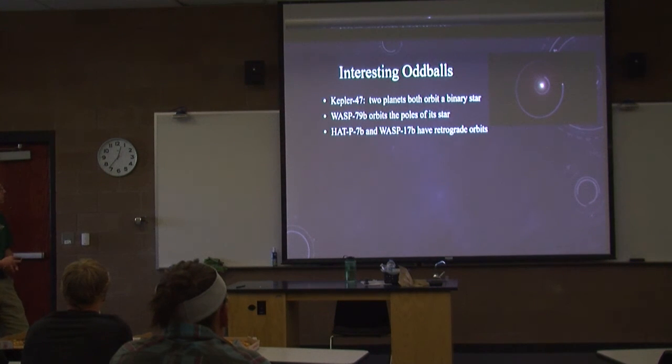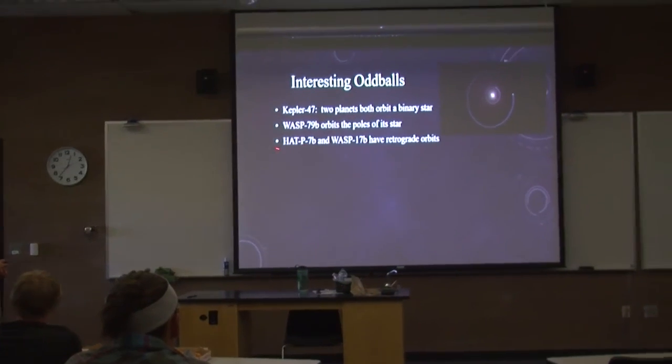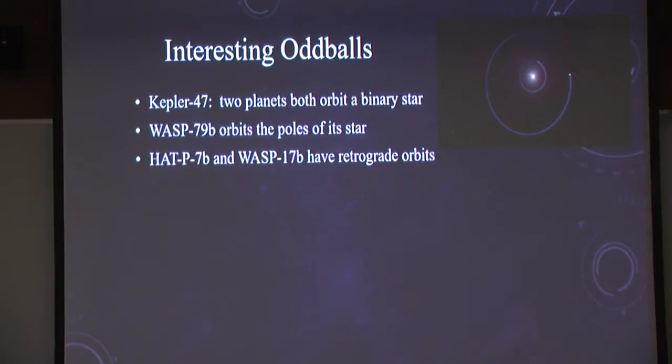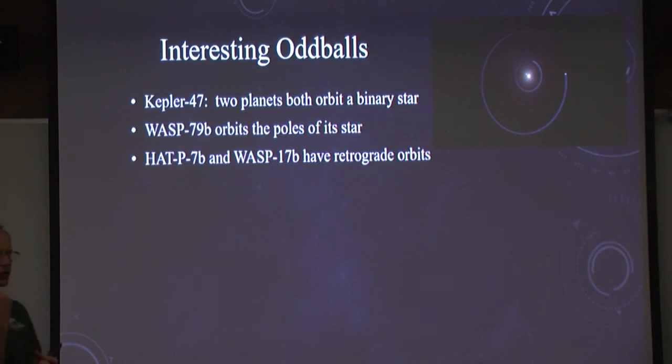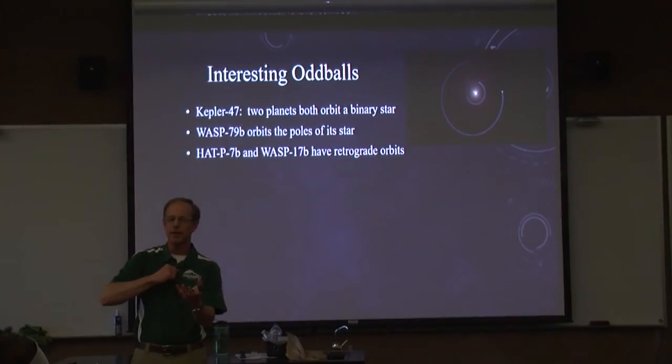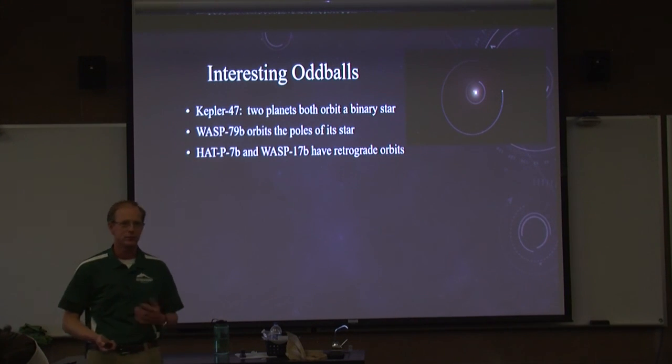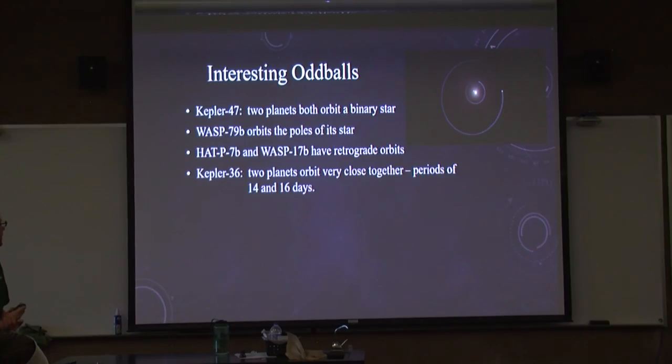HAT-P-72 and 17b, these are different stars, similarly named. They have retrograde orbits, meaning, okay, if the sun is spinning in this direction and most of the planets are spinning this way, hey, there's a planet going in the opposite direction around its sun than the others, which would be kind of weird and odd.